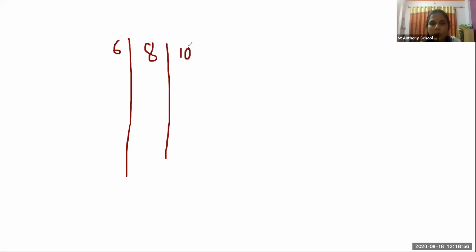So if you want to find the LCM of 6, 8 and 10. Now 6 is there, 8 is there, and 10 is there. So by which number you will divide it first? You will divide it first by 2. Let me check the chat box. Yes, very good. Before telling teacher, your answers are there.